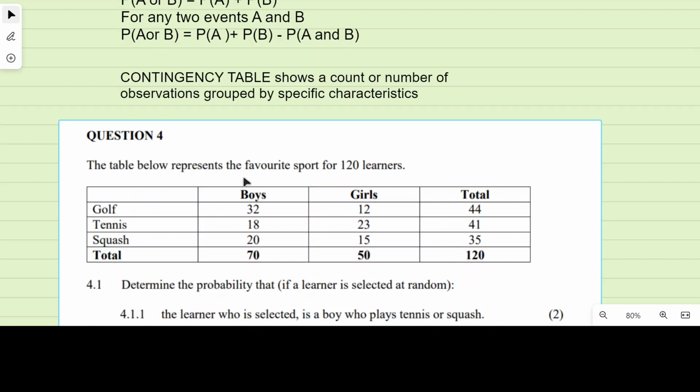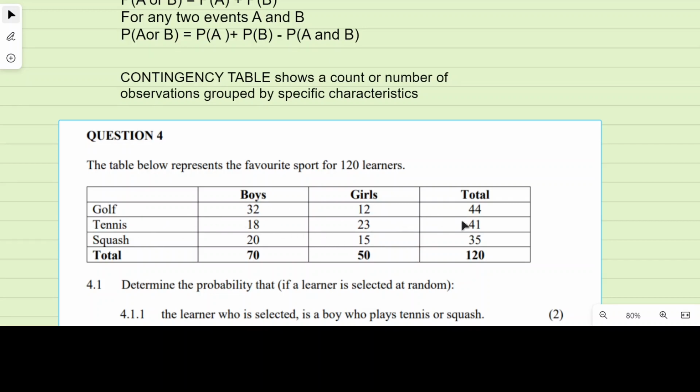So here this table below shows the favorite sport for 120 learners. That means the total number here is 120. Now the meaning of this table is there are 70 boys in our sample space and 50 girls, and out of the boys 32 play golf, 18 play tennis, 20 play squash; 12 girls play golf, 23 play tennis, 15 play squash.